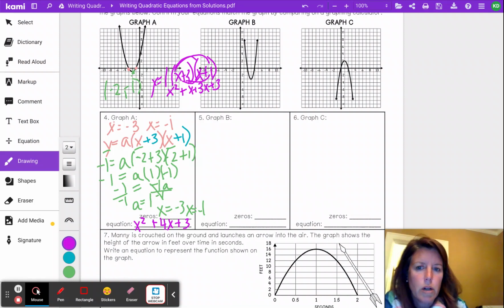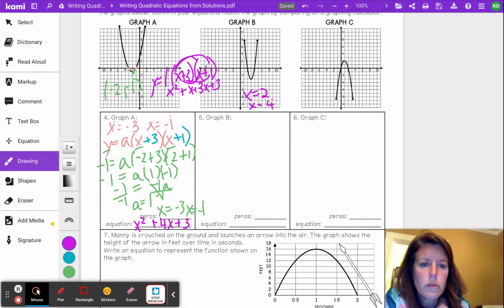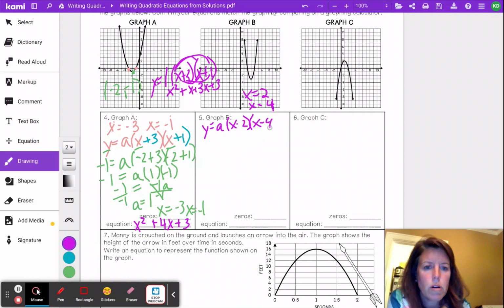So our zeros, I'm going to go ahead and write them up here. X equals, looks like positive 2 and 4. X equals 2 and x equals 4. So next step says to write our equation with those zeros in it. So y equals a times x minus 2 and then x minus 4.